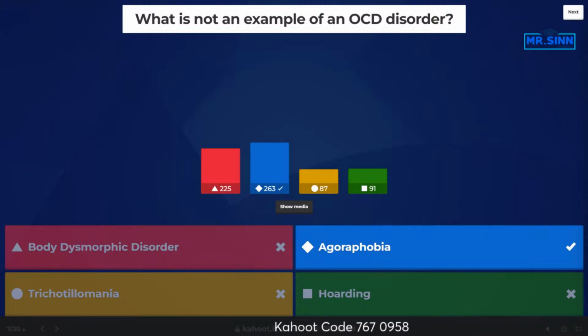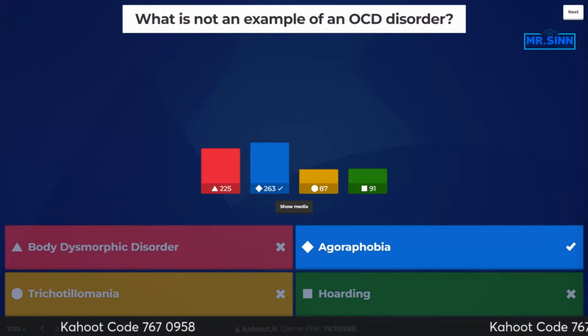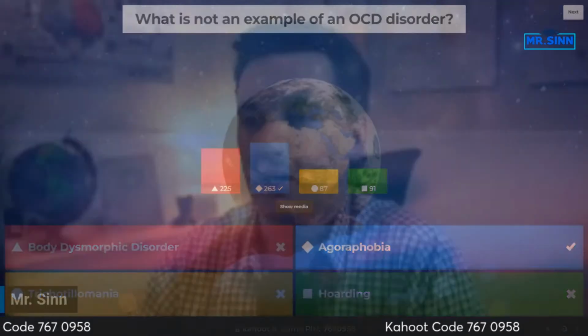All righty. Let's quickly talk about this one. Anyone know what this disorder is? Can anyone describe it? I'll pin it on the screen. So agoraphobia, what do we got? I'll pin the answer on the screen. So let's see, what do people got? What do we have?